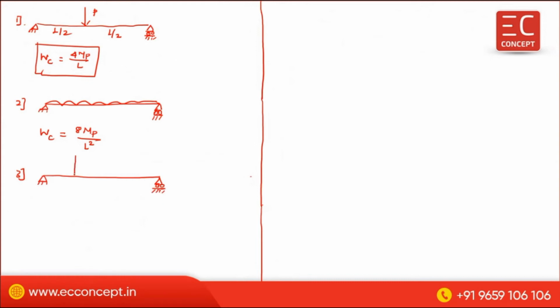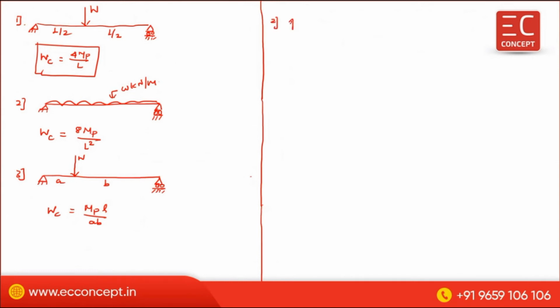Collapse load for an eccentric load. Let us consider the load is W, at distance A from one end and B from the other. Now the collapse load is equal to MP L divided by AB. This is all about the simply supported beam.